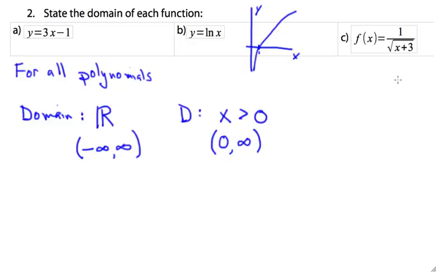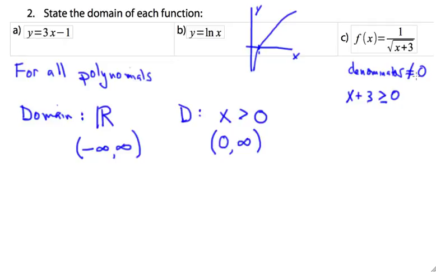Now for this function, we have a couple things going on. First, we know that since we have a rational function, the denominator cannot be 0. We also know that since we have a radicand, the radicand, x plus 3, cannot be negative. So for these two limits, we can find the largest possible set of values that are acceptable for this.